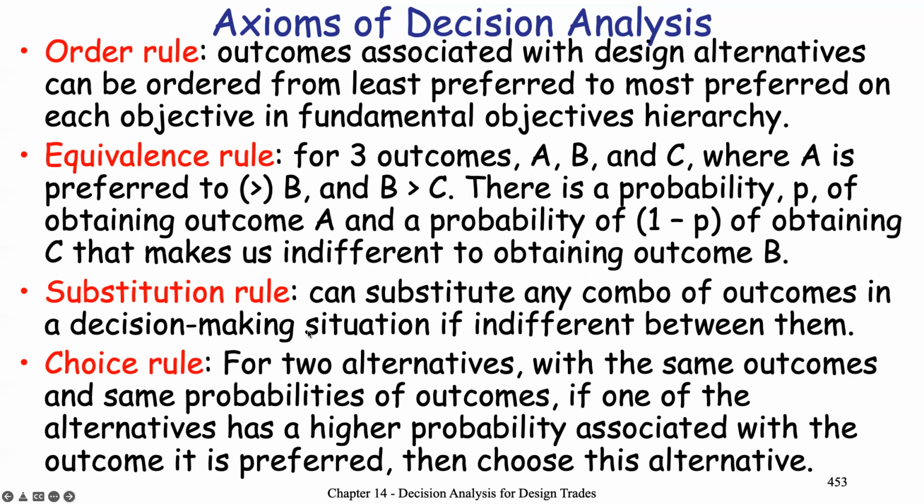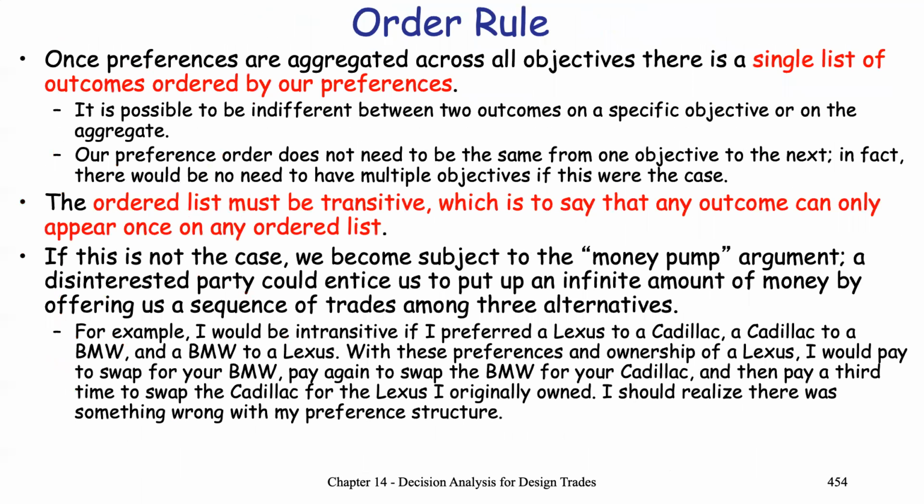A substitution rule: you can substitute any combination of outcomes in a decision-making situation if indifferent between them. So they're basically equivalent in the context of what you're looking at. And finally, the choice rule is for two alternatives with the same outcomes and same probabilities of outcomes. If one of the alternatives has a higher probability associated with the outcome that is preferred, then choose this alternative. So you can make a real choice, is what we're getting at.